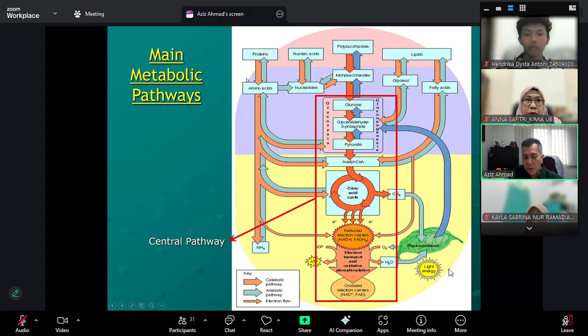From protein, you get amino acids, and you go to pyruvate. Some amino acids can be converted straight away to acetyl-CoA. Some amino acids can enter the Krebs cycle or TCA cycle directly, but ammonia is always the waste from taking protein or amino acids.